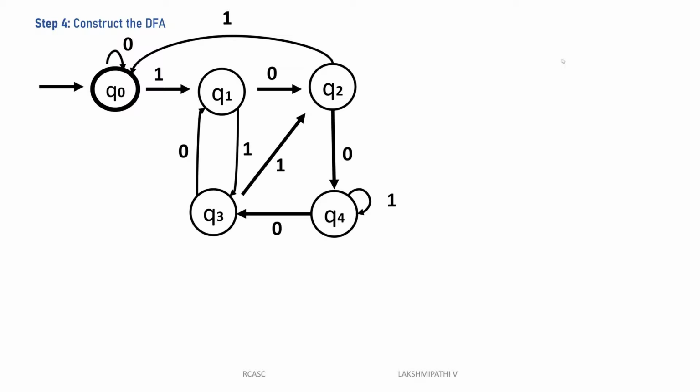If any number's remainder is 0, then only this machine will accept it. If a string is divisible by 5, the remainder you get is 0, and only those strings will be accepted by this machine. If the remainder is 1, 2, or 3, the string is not accepted.